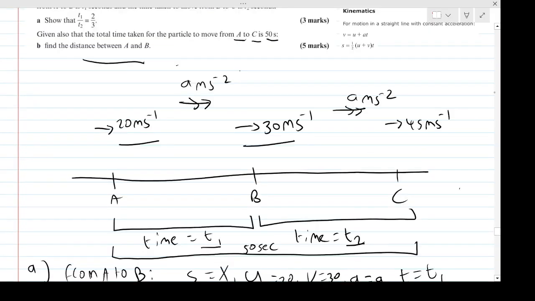They want just this distance here, which I'll call X meters, right? In fact, I'll do it here. So they want this distance here. Cool. Right.